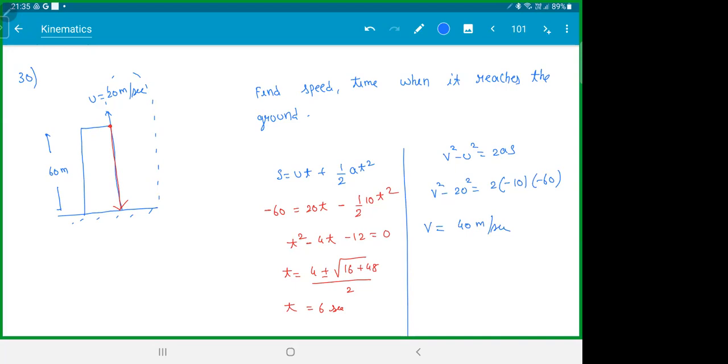This is the total time, right, Akansh? What is the total time? You projected it from here, no? What do you mean by total time from when it comes back? This 6 seconds is the total time it takes to reach the ground from the point of projection.